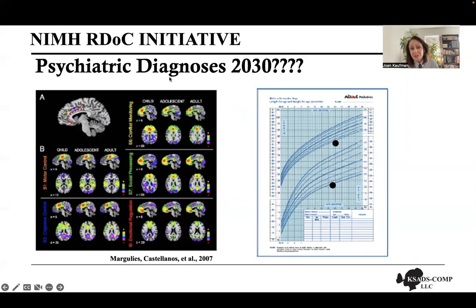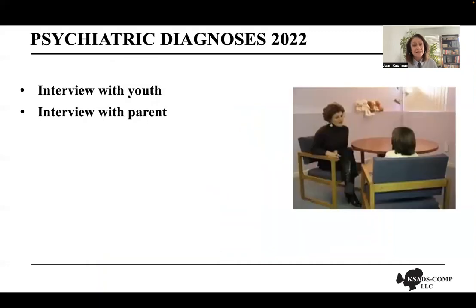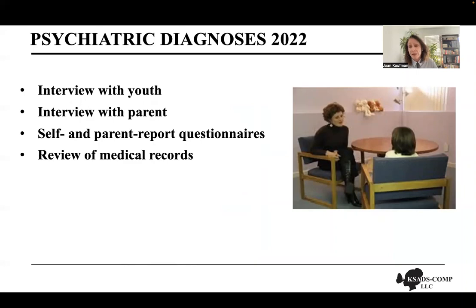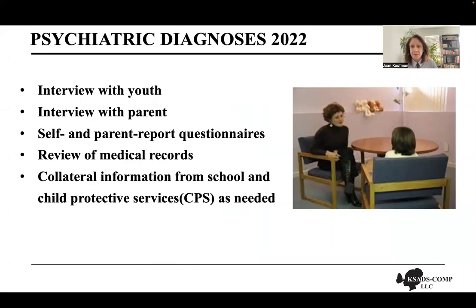And it is the goal that potentially by 2030, our psychiatric diagnoses will have the equivalent of the pediatric growth chart, where we can look at functional connectivity and be able to map abnormalities to suggest the need for early intervention or for diagnoses. But we're not there yet. Currently, in 2022, and probably for the next decade, our best diagnoses are made by interviewing both the youth and the parent, and oftentimes using self and parent report questionnaires, reviewing medical records, as well as sometimes getting collateral information from children's teachers or the Child Protective Services system if they're involved in that system.